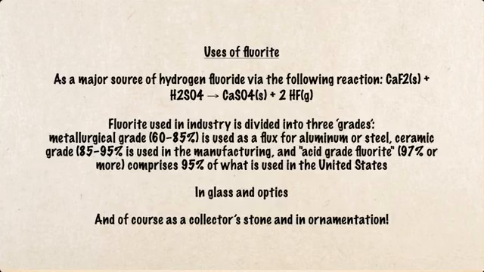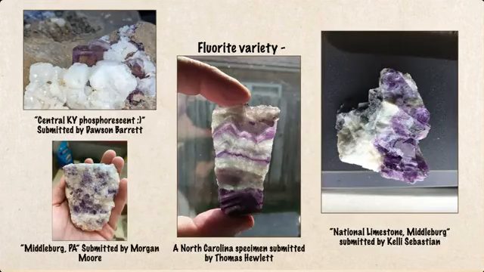Now, some uses of fluorite. It's used as a major source of hydrogen fluoride via that reaction right there. Now, fluorite in industry is divided into three grades, basically purity levels that you use for different purposes. Metallurgical grade is the least pure, and that's used as one of our aforementioned fluxes for aluminum or steel. Ceramic grade is higher and is used in manufacturing. And acid grade fluorite, which is 97% or more, comprises 95% of what is used in the United States. Fluorite is also used in glass and optics, and of course, just because it's cool, as a collector's stone.